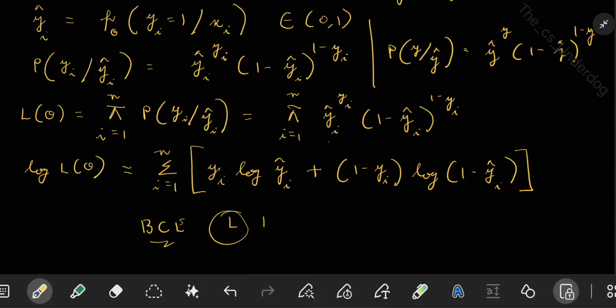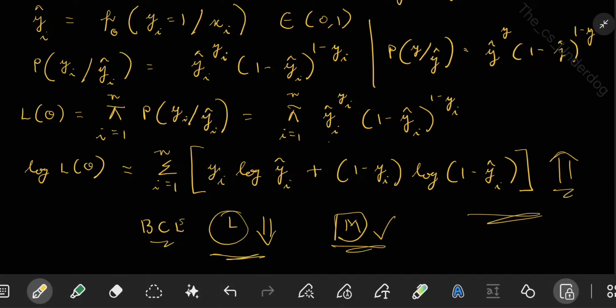Loss is something that you should always minimize. If you want the model to perform the best, then you should always minimize loss. You should not keep maximizing loss. Here, you have log likelihood, which you should actually maximize if you want your model to perform better. But what are we finding out? We are finding an equation for a loss function. It is binary cross entropy loss. Loss should be minimized if you want your model to perform better.